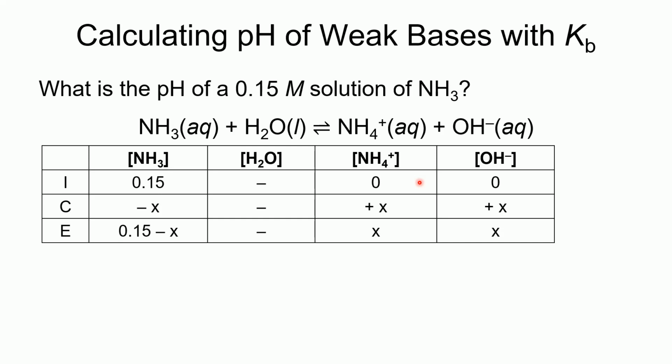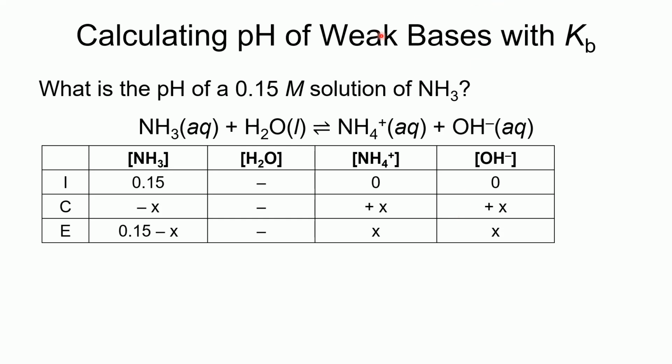I mentioned this earlier, but in all of our chapter 16 problems, we'll see that our initial values are 0. Once we get to chapter 17, in fact, the whole point of chapter 17 is what happens when some of these aren't 0. For our change line, we'll see that this one decreases by x, and these both increase by x, and that gives us equilibrium values of 0.15 minus x, and that these are both x. Okay, now that we have the equilibrium values in terms of x, we can take those and put them into the expression.